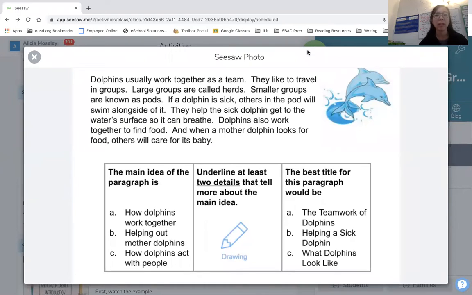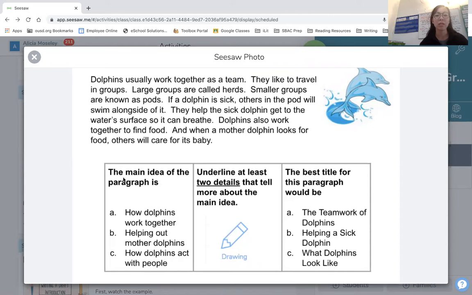In our reading work today, we're going to be reading an article about dolphins. You can see that we're going to be reading here the article that says, dolphins usually work together as a team. They like to travel in groups. You're going to keep on reading that to me. So go ahead and click that microphone and read the article and then answer the questions that they give you.